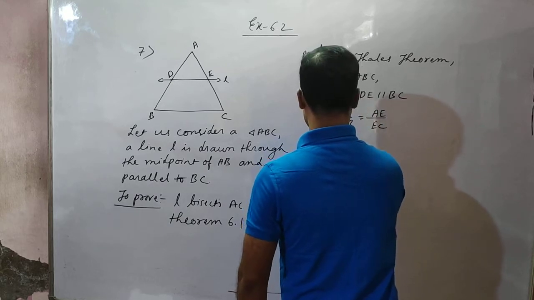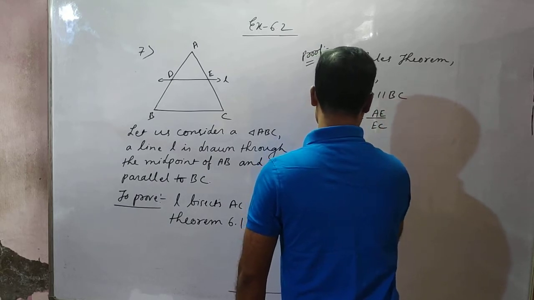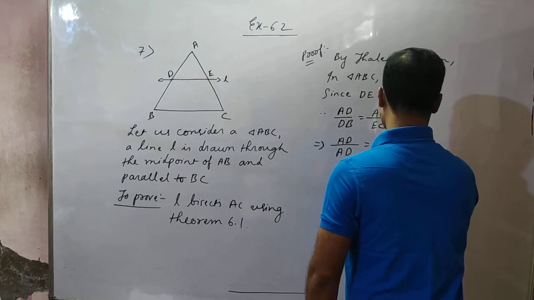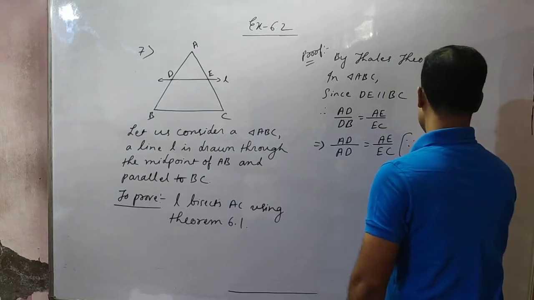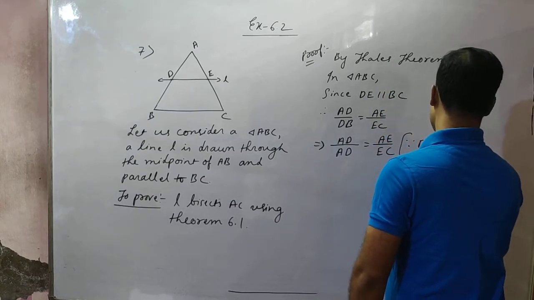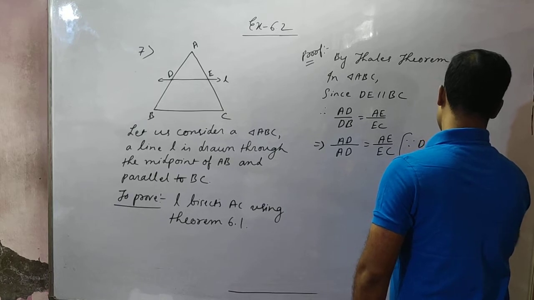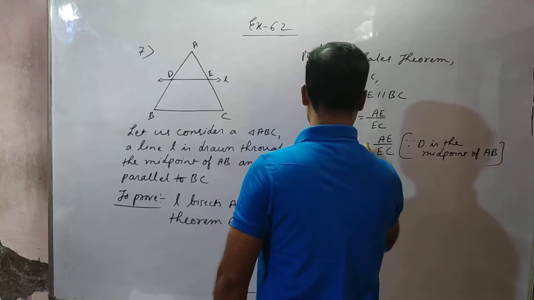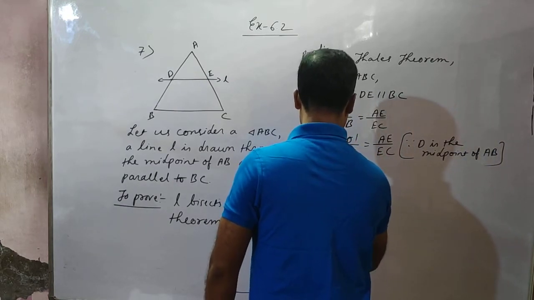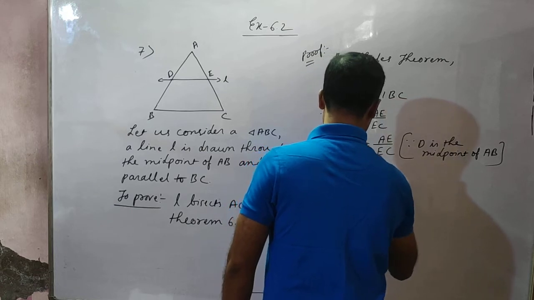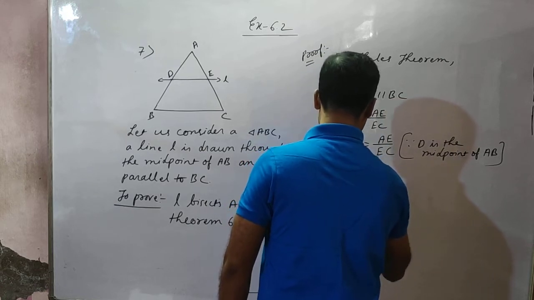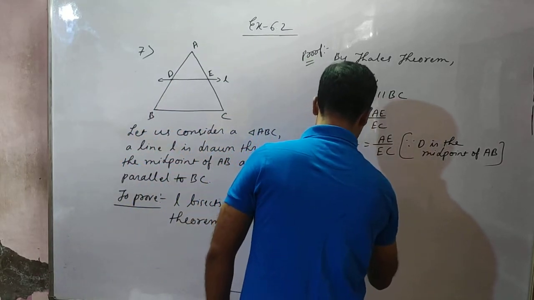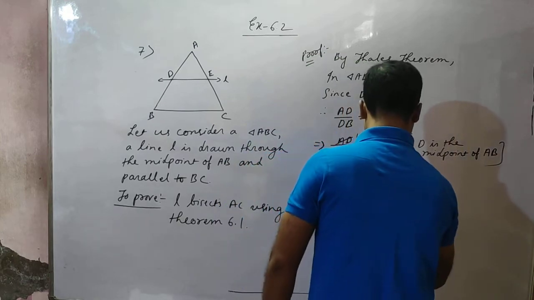So now, in place of DB also I can write AD, since D is the midpoint of AB. Okay. So AE is equal to EC. Okay, therefore that means what? L bisects AC.